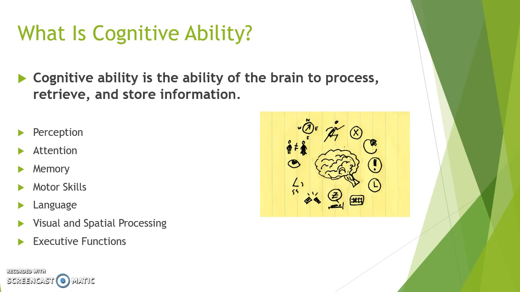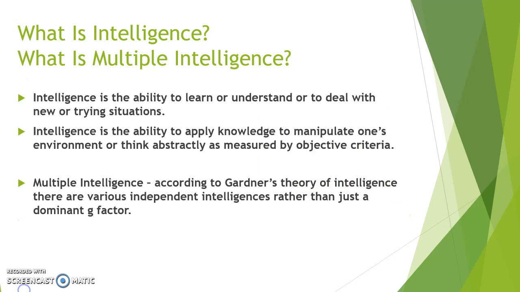What is cognitive ability? Cognitive ability is the ability of the brain to process, retrieve, and store information. Things such as perception, attention, memory, motor skills, language, visual and spatial processing, and executive functions.